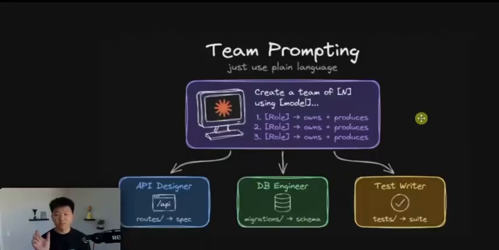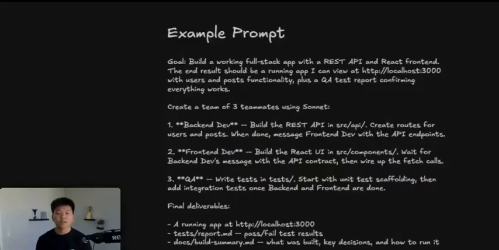The first agent is X role. This agent should be doing this, and it should produce me this. It can talk to the other agents to do X, Y, and Z. And so pretty much just listing that out in natural language, whether that be an API designer, a database engineer, and or a test writer. So let's take a real quick look at an example prompt.